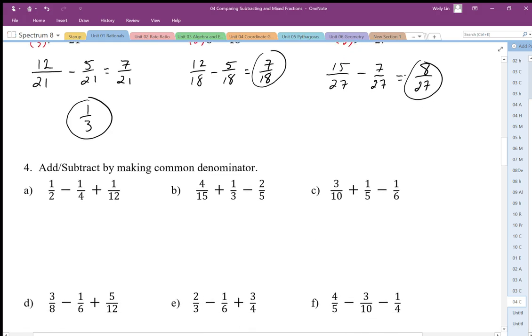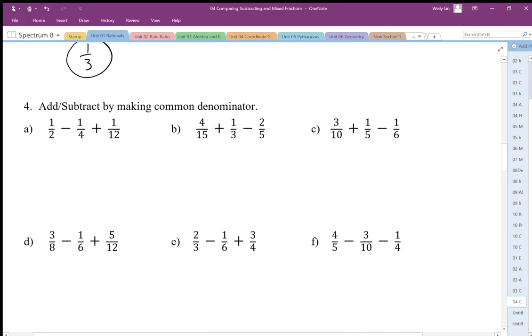Here the same thing, except we're just using now more than one fraction. Okay, we still need a common denominator. So we need to figure out what is a common denominator of 2, 4, 12. So what's the common multiple? Well, the common multiple here is going to be 12.